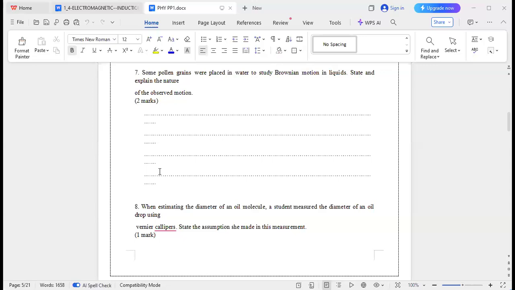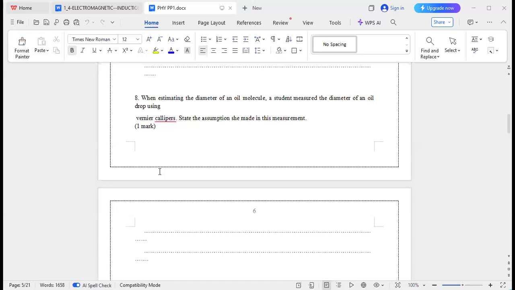So this is the main mistake that many students make. Somebody says this is due to uneven bombardment by invisible water particles or molecules and stops there. That is an incomplete answer, because you have not told us that those molecules are in constant random motion. So make sure you complete the statement by saying this is due to an uneven bombardment by invisible water molecules, which are in constant random motion.